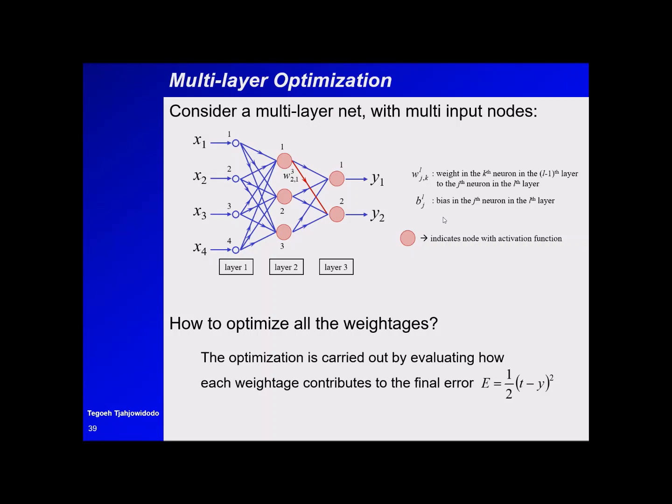Now the question here, we might have a lot of weightages here, right? How to optimize all of the weightages? The concept is still the same. We will optimize it just like what we did in the previous step by considering the nonlinear activation function, but it might involve more than one layer. It's not like what we did in the previous example when we only dealt with a simple single net, one layer only.